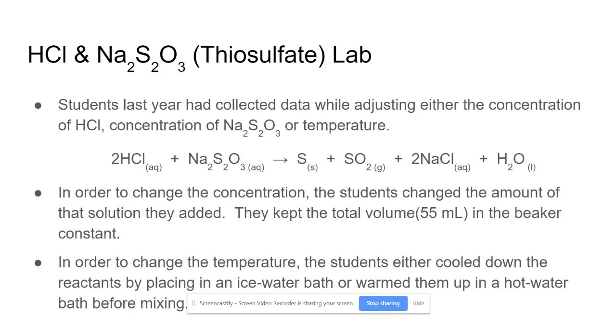So for the concentration change, students will actually change the amount of solution they added. And in order for calculation to go easy for them, they kept the total volume in the beaker, in the mixture where the reaction occurs, the same. So it's 55 milliliters throughout the entire experiment. And for temperature change, some students either cool it down by putting the reactants in an ice water bath, or they warm it up with a hot water bath before they mix them.